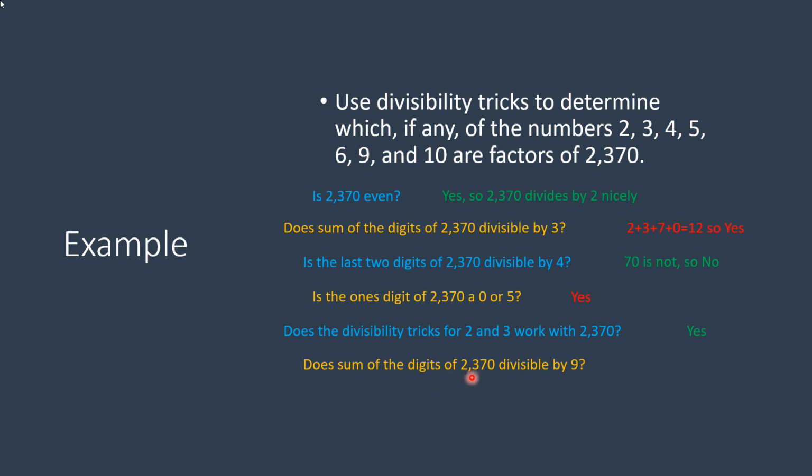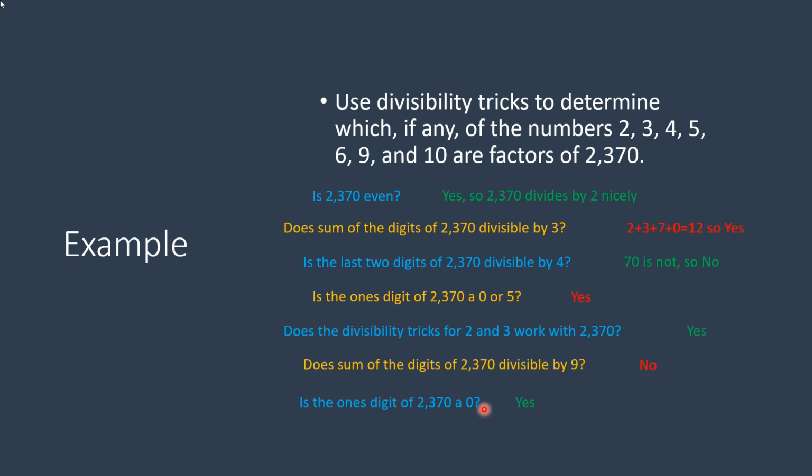The sum of digits of 2,370, is that divisible by 9? No, 12 is not divisible by 9. So that means that number is not divisible by 9. Is the ones digit 0? Yes, that means that number is divisible by 10.